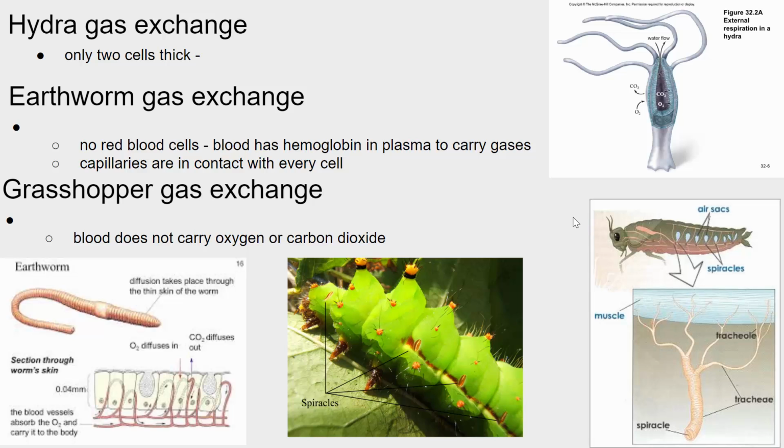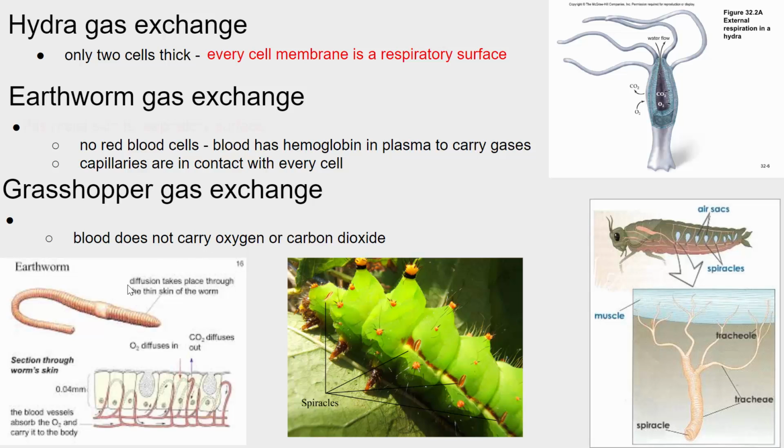In terms of gas exchange, a hydra is a pretty small organism, and it's really only two cells thick. There's an external cell and an internal cell. So they don't really need any complicated respiratory organs or anything like that, because basically every cell is in contact with the water where they can absorb oxygen and release carbon dioxide. So basically every surface is this respiratory surface. Every cell is in contact with the water.